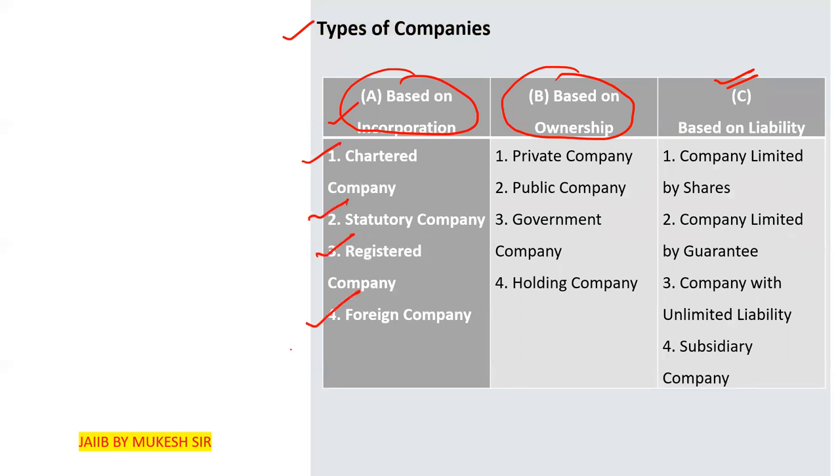So based on incorporation, we have four types of company. First is the chartered company. Second is the statutory company. Third is the registered company. Fourth is the foreign company.